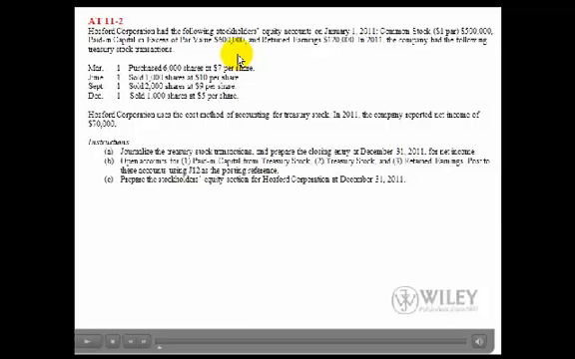Now I know the text is very grainy here, but in the video that I am tapping into, it was grainy, so we just have to deal with that. It gets more legible in the next screen. So here you go. This will walk you all the way through the journalizing, posting to T accounts, and then the financial statement presentation.